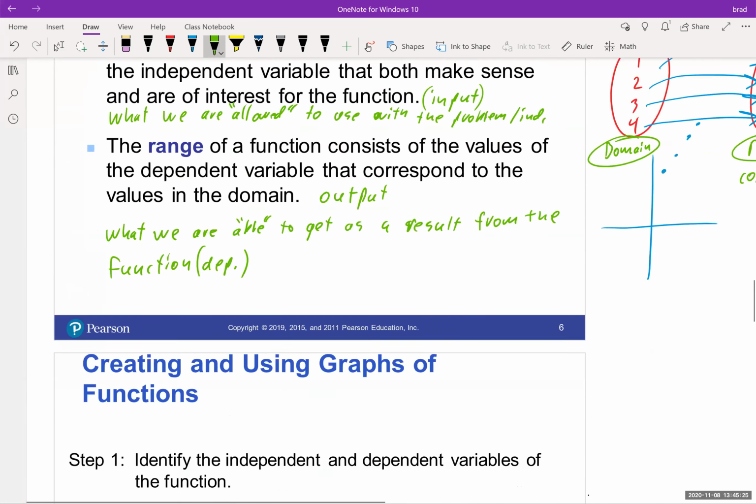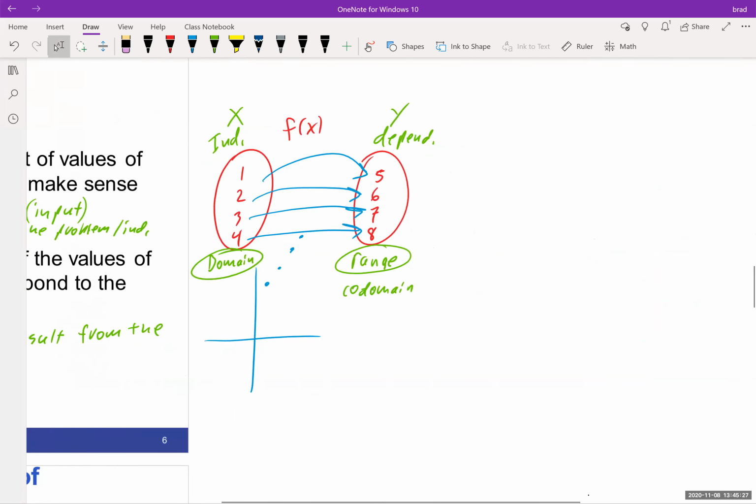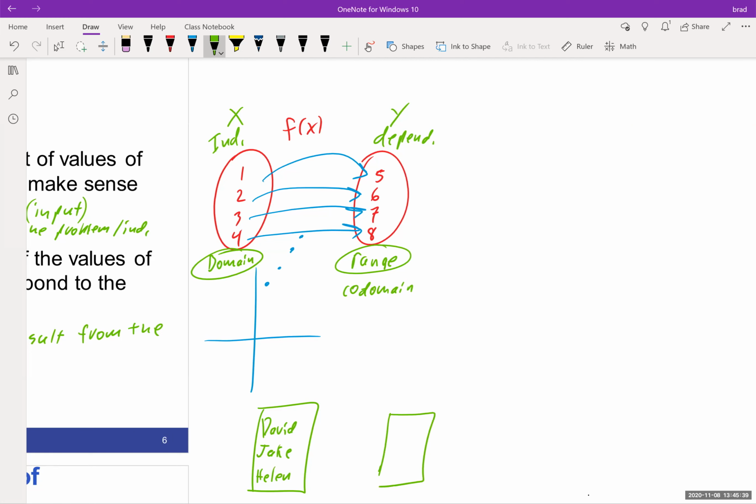So, and again, it doesn't have to be numbers. It could be birthdays. We could say, you know, like David, Jake, and Helen, students. And then over here, we could have birthdays in the month of November. Okay, so let's say the 16th, the 21st, and the 29th.